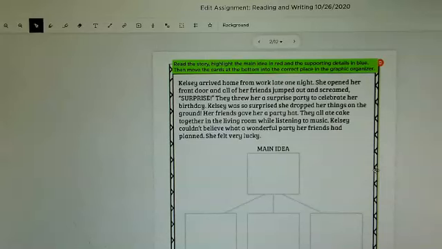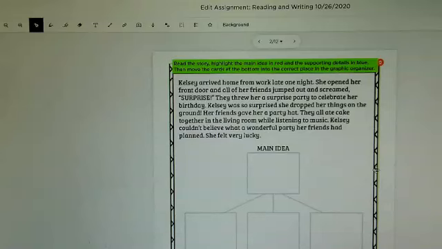Good morning, everyone. Today we're still working on determining main idea and supporting details in nonfiction text. Today on Class Kick, you'll have another page like this one, and then you'll also have a couple different ones, which I'll show you in just a second. You're going to start by reading the paragraph. You can read it out loud. You can read it to yourself.